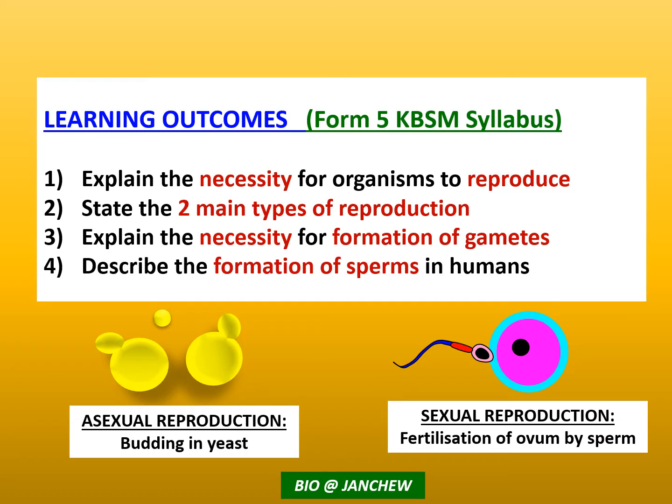The learning outcomes for this lesson are as follows. Number 1, after this lesson, you should be able to explain the necessity for organisms to reproduce. Number 2, state the two main types of reproduction. Number 3, explain the necessity for formation of gametes. And number 4, describe the formation of sperms in humans.